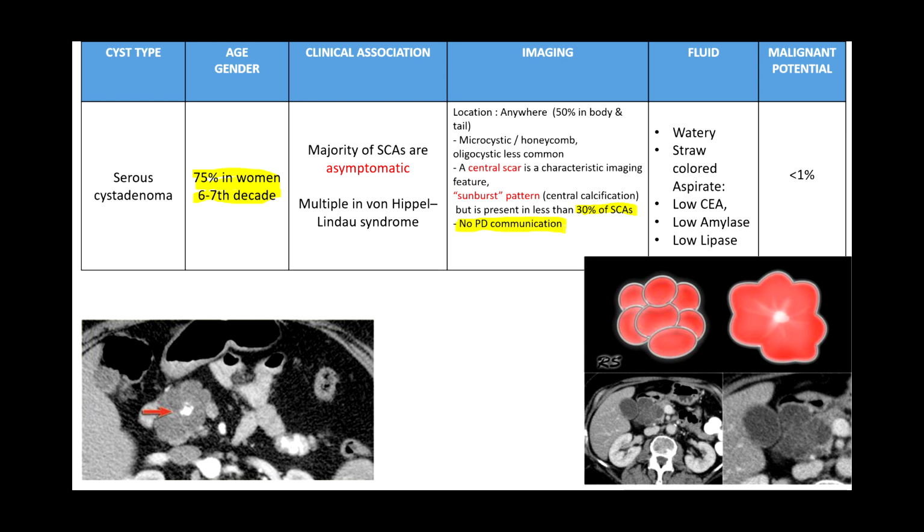Now, if there is no pancreatic ductal communication, naturally there will not be any amylase or lipase in the fluid, and even there is no mucin, so CEA level of the fluid will be low. So serous cystic neoplasm aspirates have low CEA, low amylase, and low lipase. The fluid is usually straw colored, and the malignant potential in serous cystadenoma is less than 1%. These are practically non-malignant cystic neoplasms of pancreas.